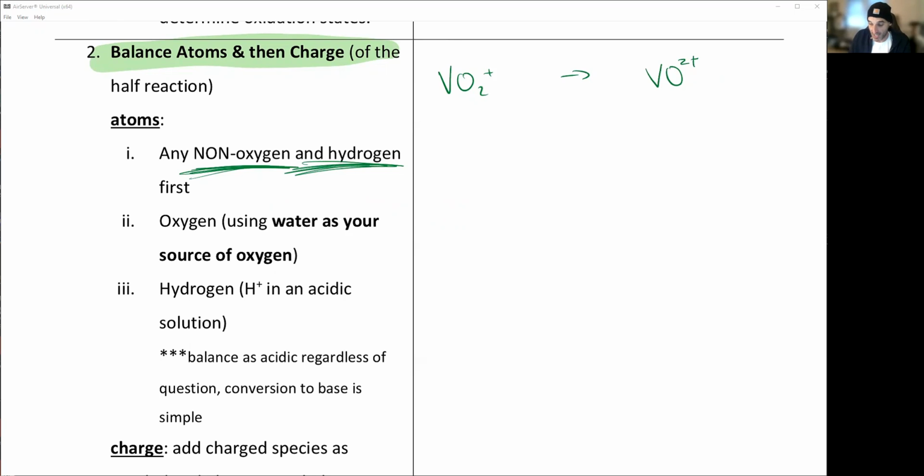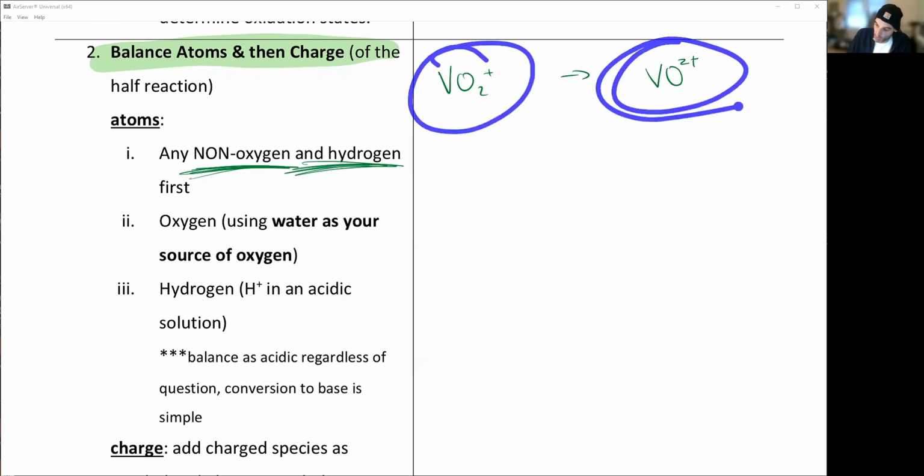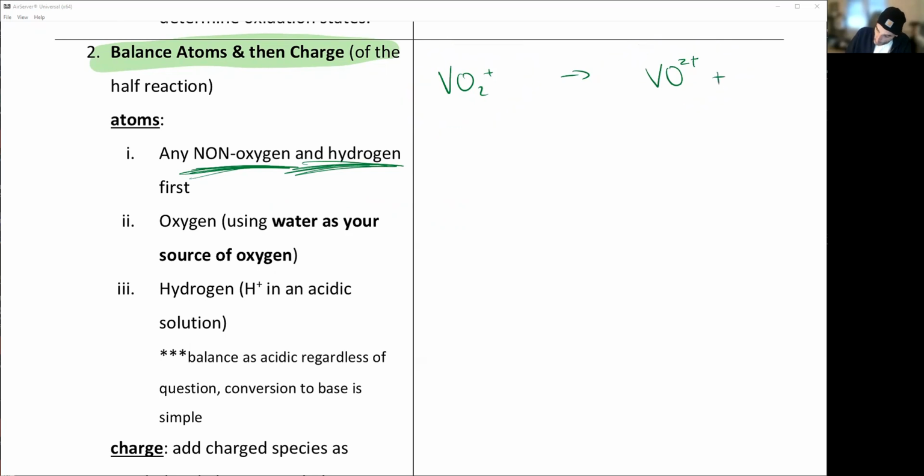Next, we're going to use water to balance the oxygen. I have two oxygens on this side and one oxygen on this side, meaning I need one more oxygen on this side. H2O. There we go. Oxygens are taken care of. So oxygen using water next. Non-oxygen, non-hydrogen, then oxygen, then hydrogen, and then charge. I've just done oxygen.